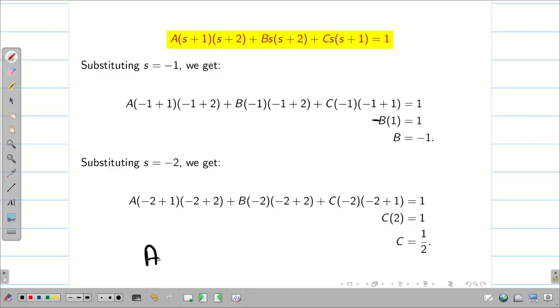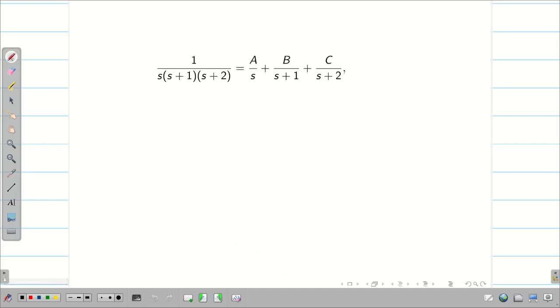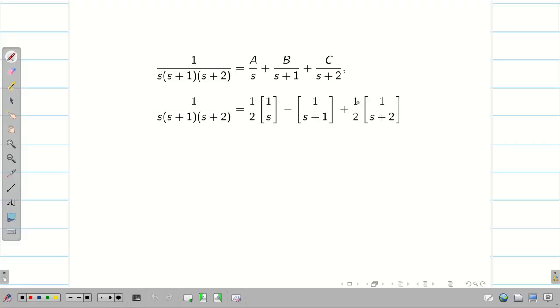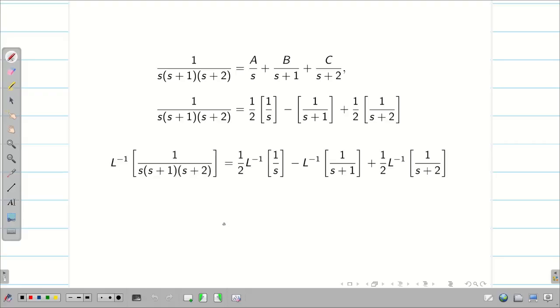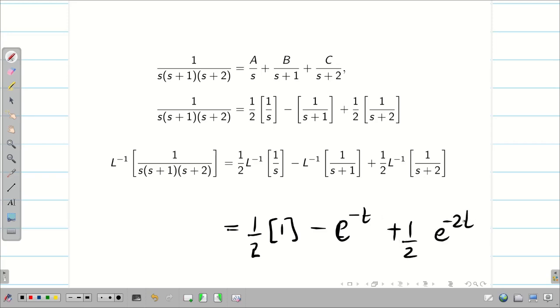Therefore, we found A equal to 1 by 2, B equal to minus 1, C equal to 1 by 2. Now, it's time to substitute in a very legible way. So 1 by 2 into 1 by S; B is minus 1 by S plus 1; C is plus 1 by 2, we get 1 by 2 into 1 by S plus 2. Now apply inverse Laplace transform on both sides. We can get the answer easily. 1 by 2 L inverse of 1 by S is 1, minus L inverse of 1 by S plus 1 is e power minus t, plus 1 by 2 e power minus 2t.